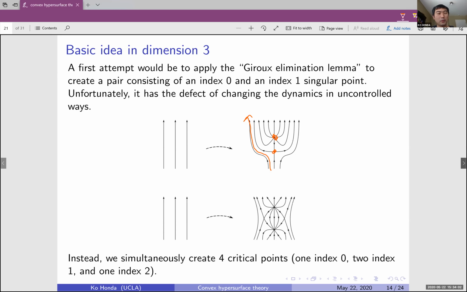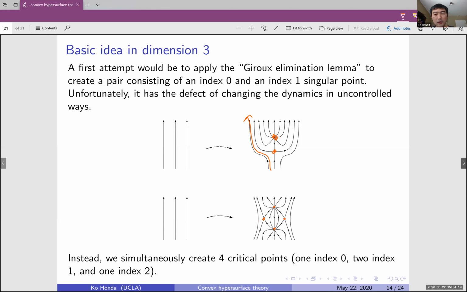So instead, what we do is the following. You want to simultaneously create four critical points: one index zero, two index one, and one index two. So there are four critical points here. Okay.